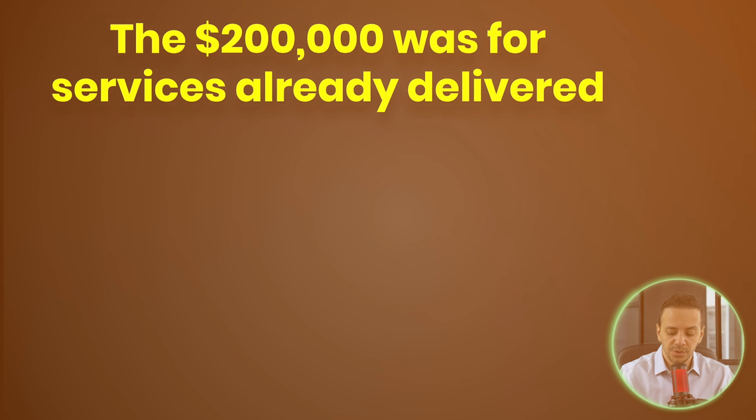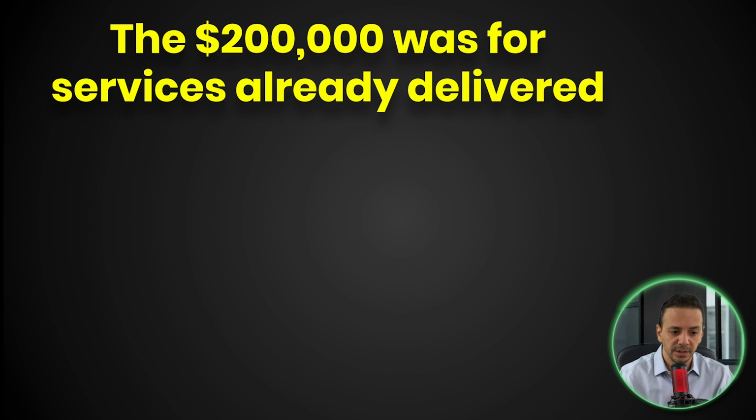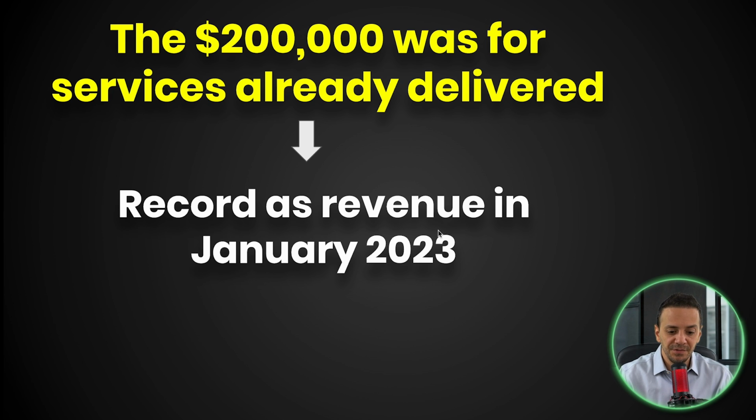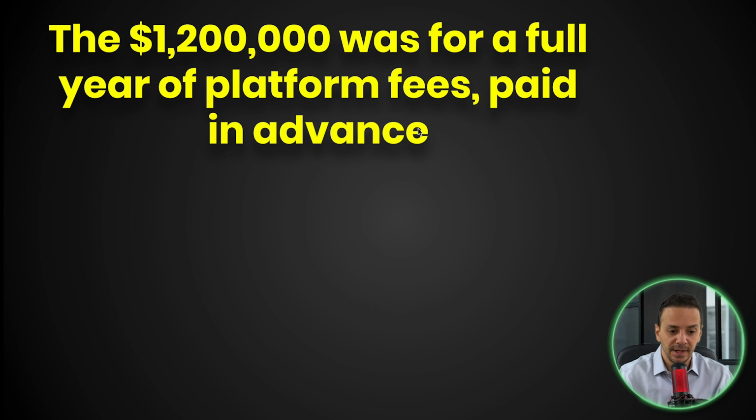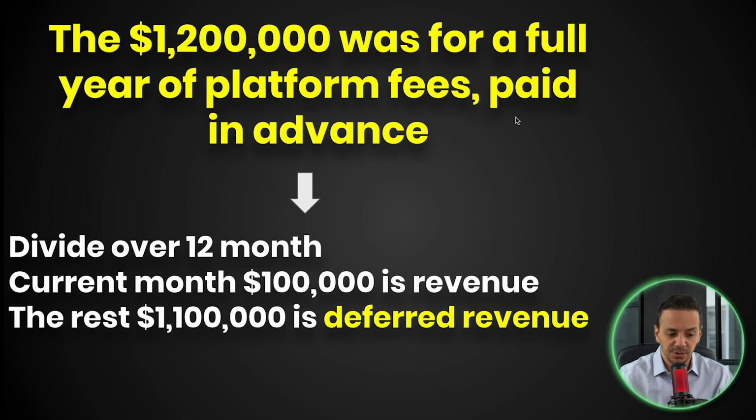Okay, let's take a look here. So the company invoiced the client $1.4 million. $200,000 of it was for services already delivered in the current month. So we are going to record the revenue in January 2023 because we already delivered the service for this. Now, we invoiced an additional $1.2 million for a full year of platform fee paid in advance. So you will have to divide this $1.2 million over 12 months. The current amount of it, which is $100,000, is revenue in January, and the rest, $1.1 million, is deferred revenue.